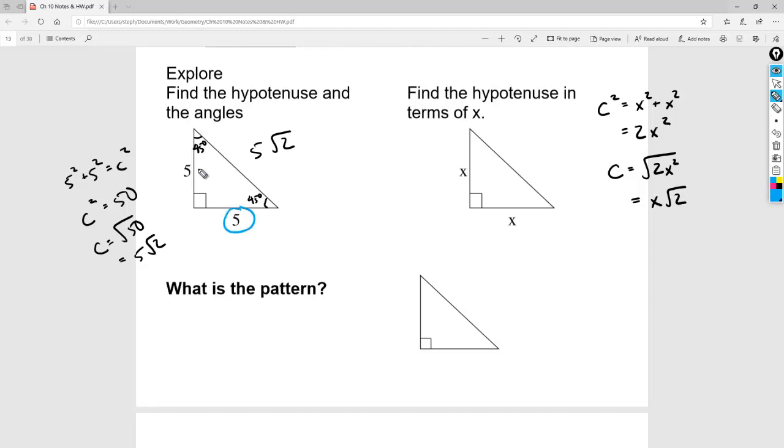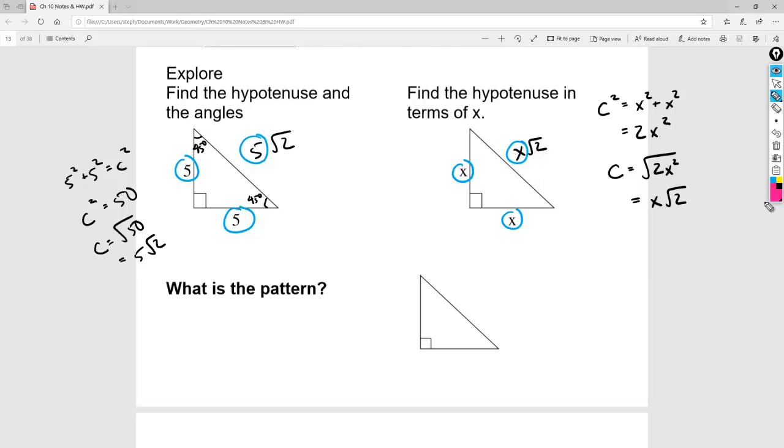Now let's notice some commonalities here. So I see the legs of my isosceles triangle were 5. I ended up with a 5 in my hypotenuse. Same thing here. I had x's as the legs of my triangle, and I ended up with my same x here in my hypotenuse. Okay, so this is just for any number x.